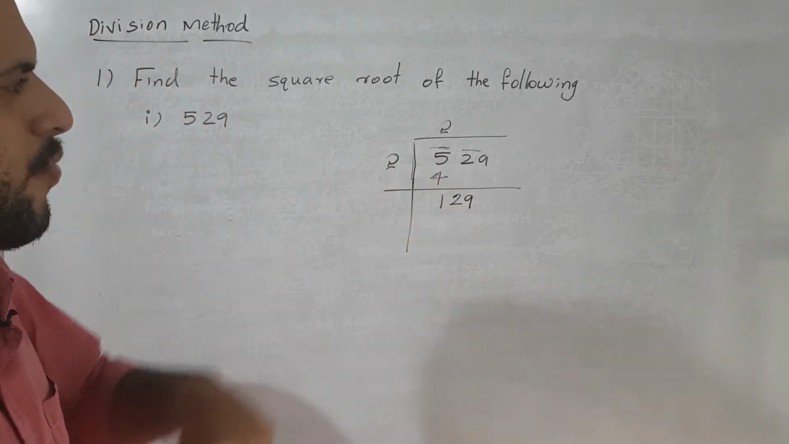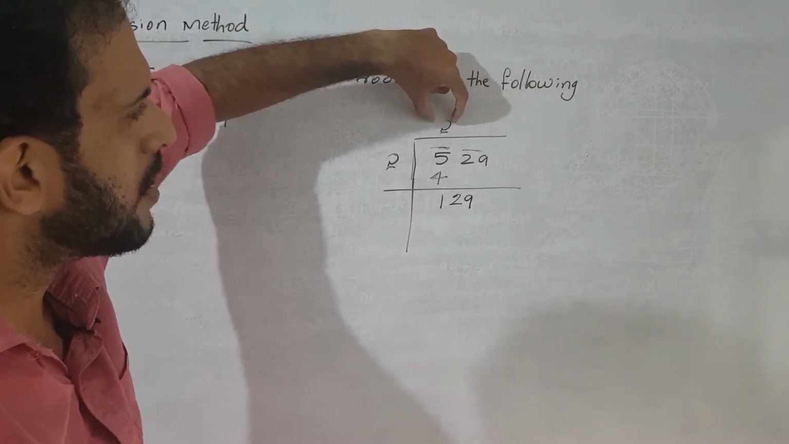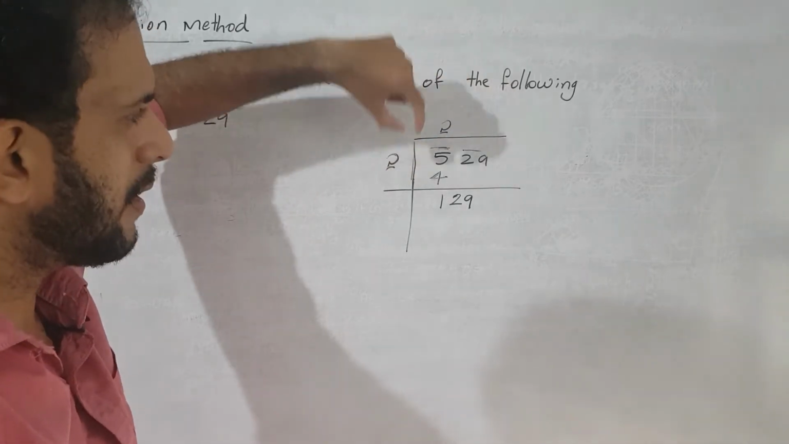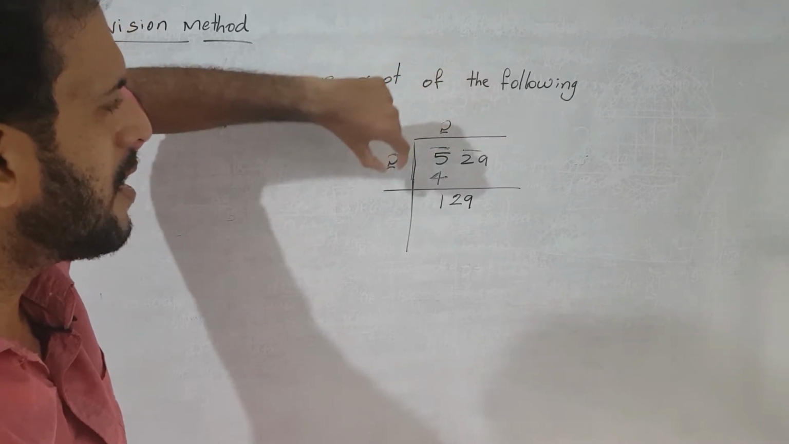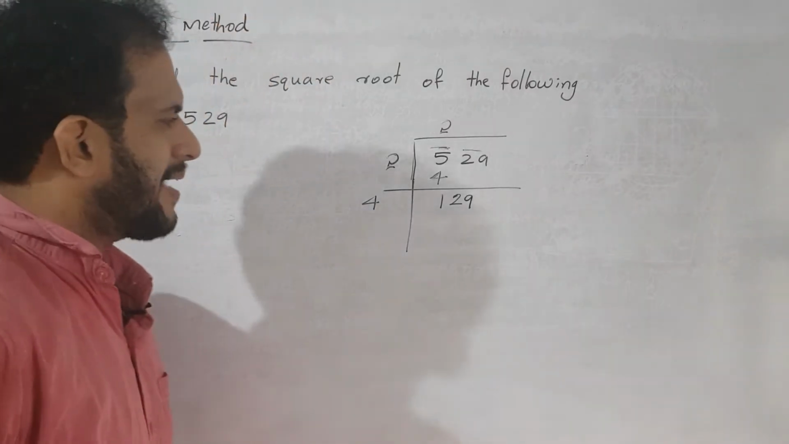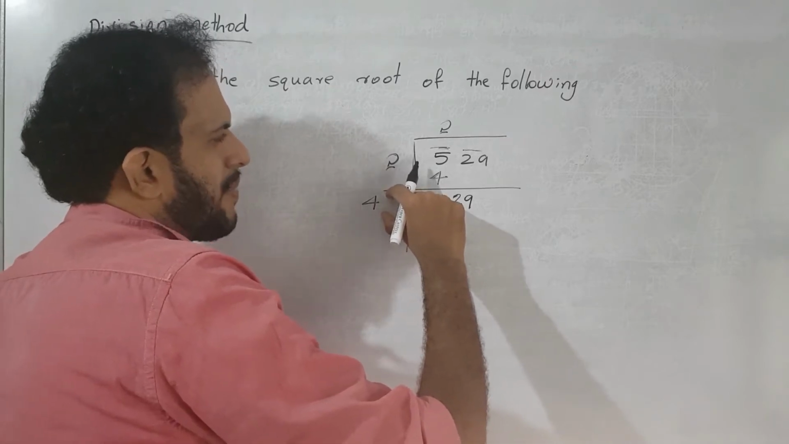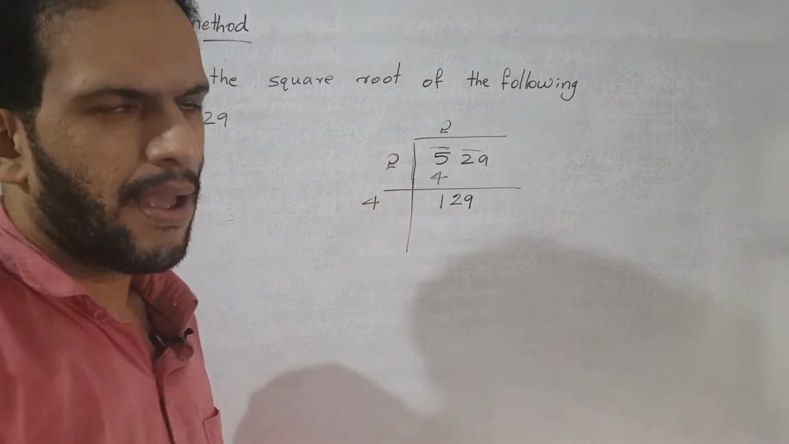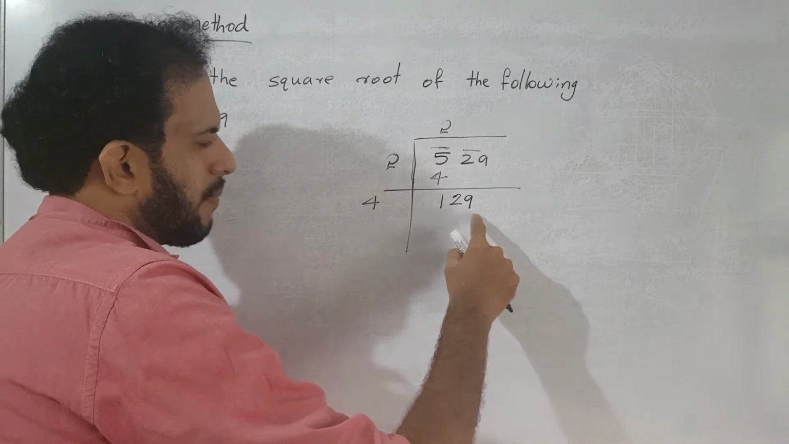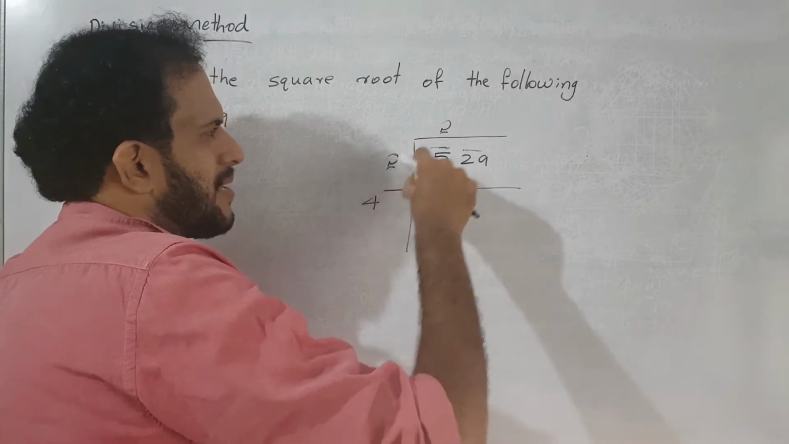After that we take the double of the quotient, what we get as the quotient here. Then what is the double of 2? The double of 2 is 4. Next we choose the largest one-digit number here, and the same digit we will choose here also. We want to get the product as 129. So to get 129, we choose one digit here, and the same digit we will choose here also.